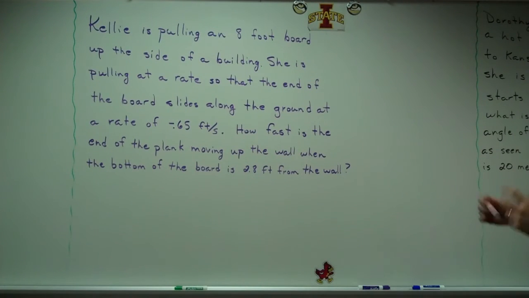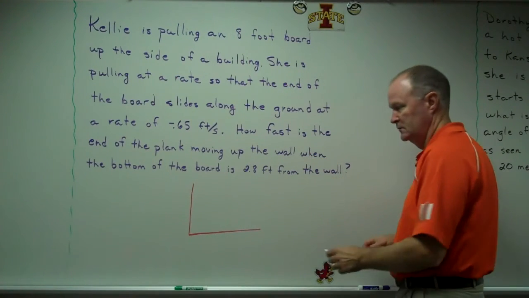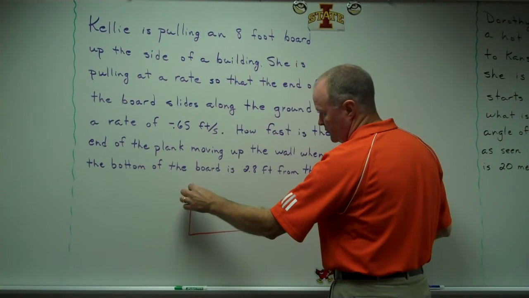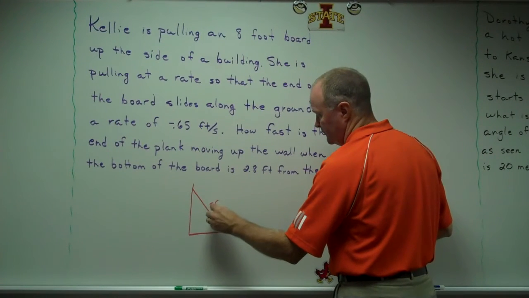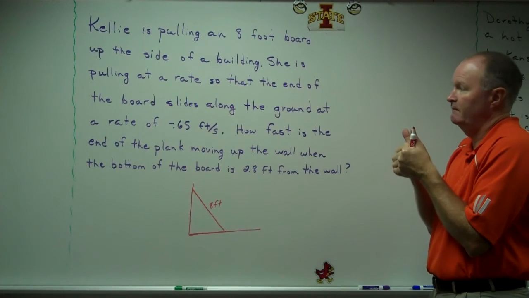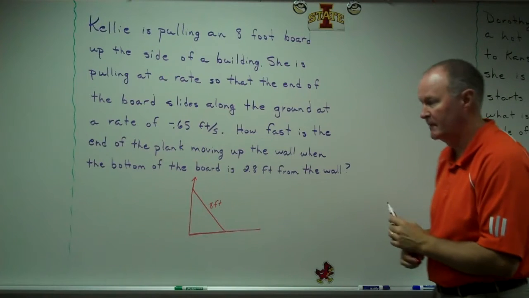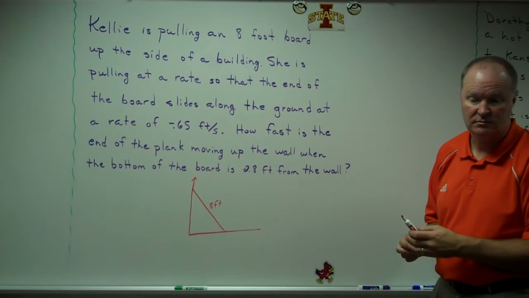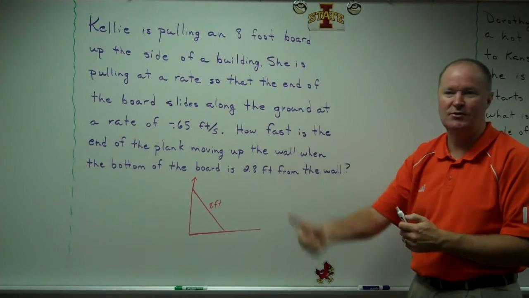Well, if I look at all I've got picture-wise, wall and floor. And then there's a board. How big? 8 feet. Kellie's pulling that board up, right? She's pulling it up. What rate would we like to give that, letter-wise? W. Why W? That is normally our Y.